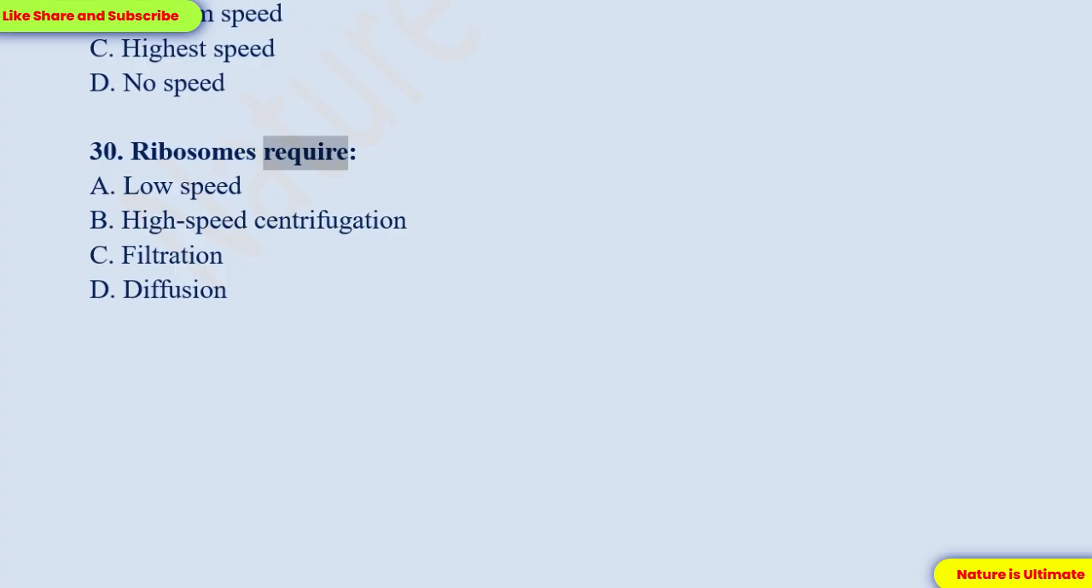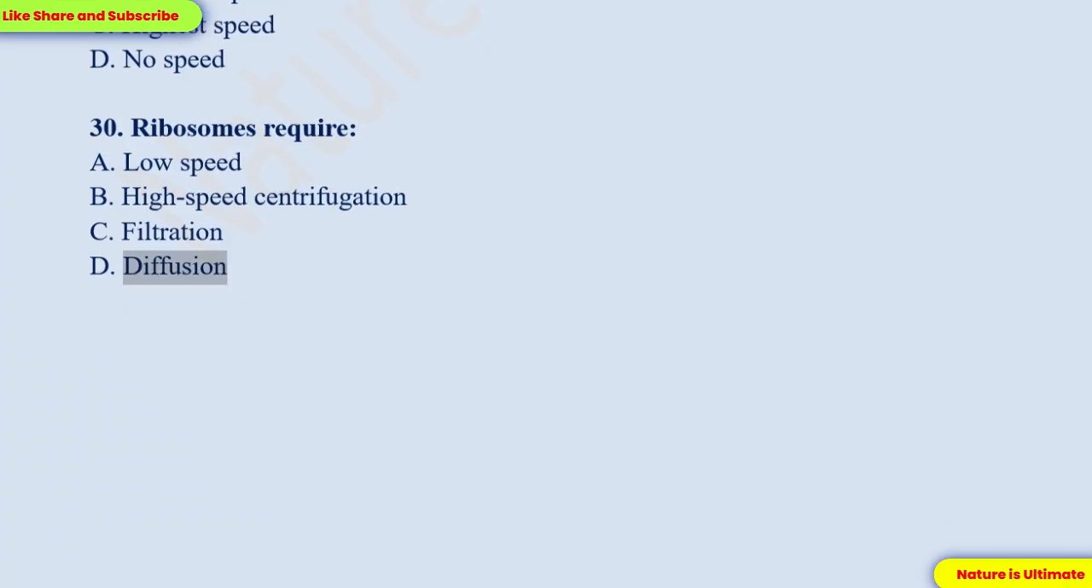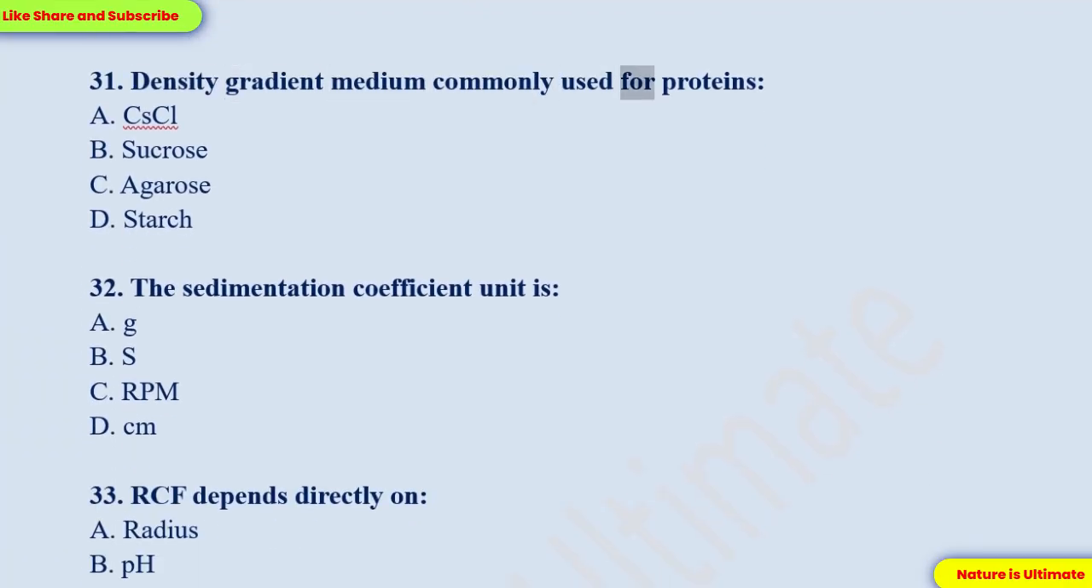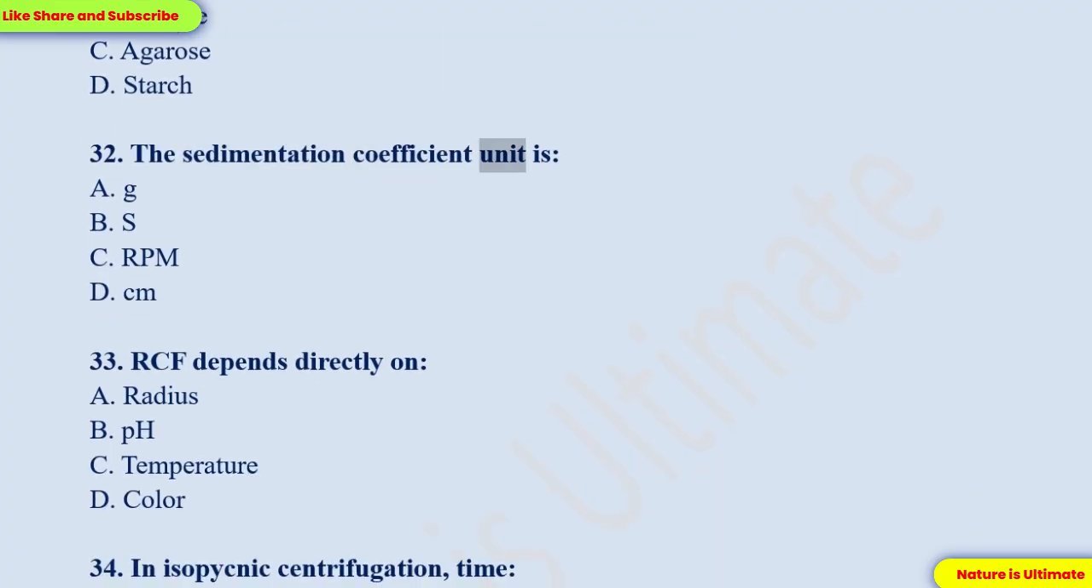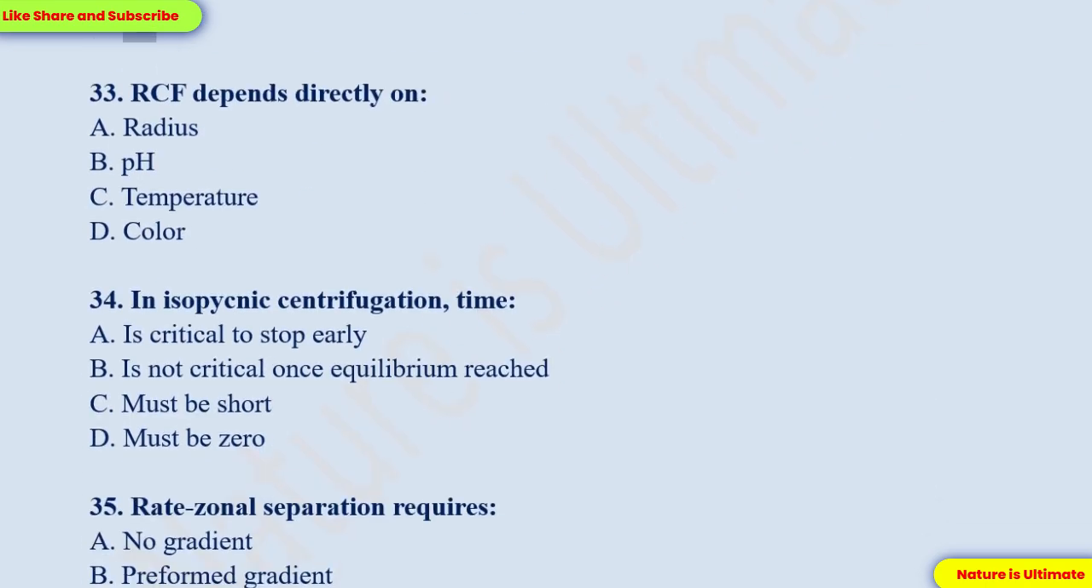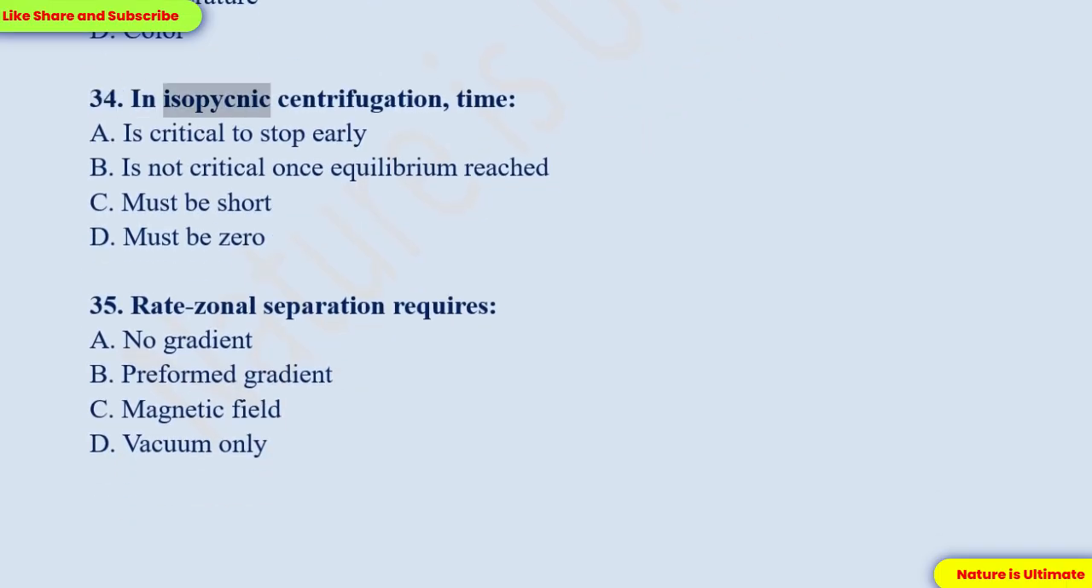30. Ribosomes require A. Low speed. B. High speed centrifugation. C. Filtration. D. Diffusion. 31. Density gradient medium commonly used for proteins A. CsCl. B. Sucrose. C. Agarose. D. Starch. 32. The sedimentation coefficient unit is A. g. B. S. C. RPM. D. cm. 33. RCF depends directly on A. Radius. B. pH. C. Temperature. D. Color. 34. In isopycnic centrifugation, time A. is critical to stop early. B. is not critical once equilibrium reached. C. must be short. D. must be 0.